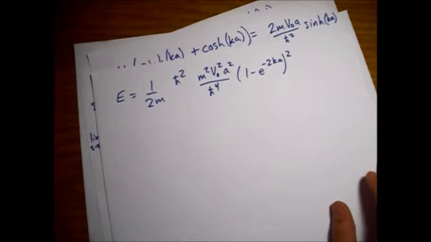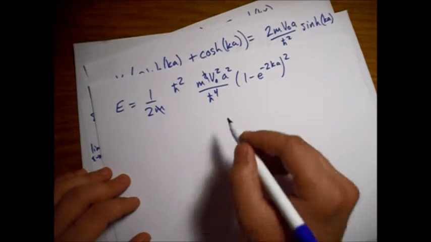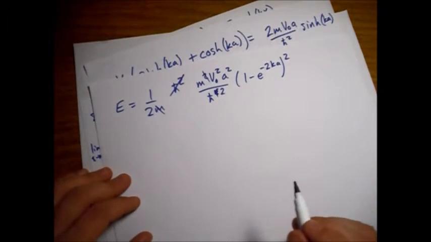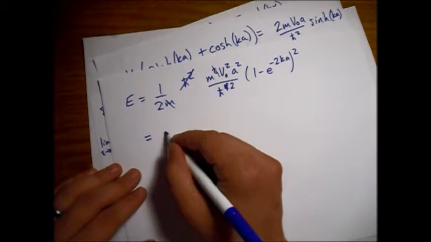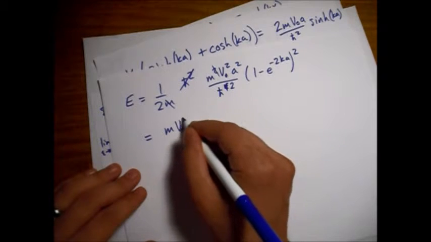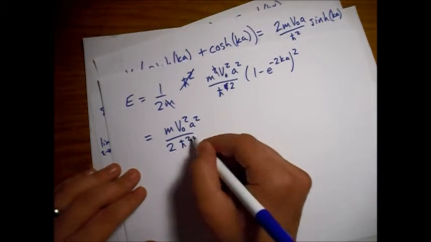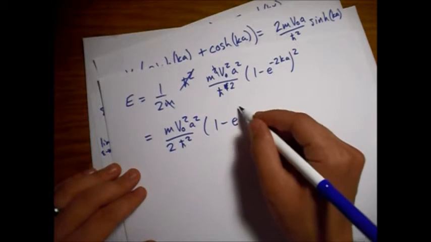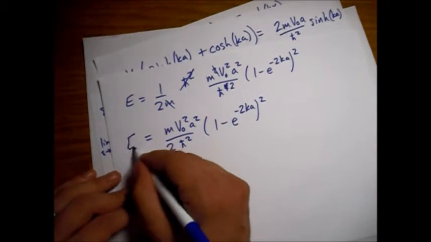Just check this real quick. Oh yeah, so a few things we can do. We can divide out this m. We can get rid of some extra h bars. So m V naught squared a squared over 2 h bar squared, and then 1 minus e to the minus 2ka squared. So there we go.